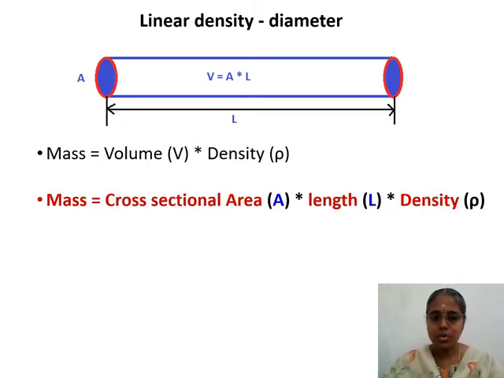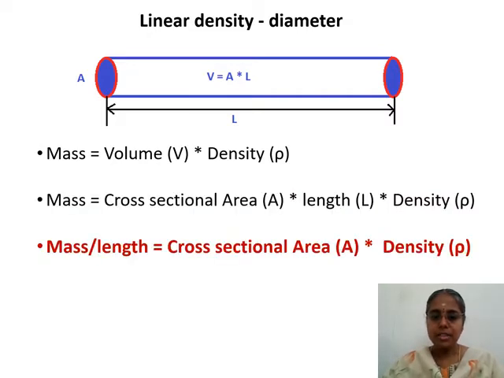Volume is equal to area into length. From the picture, we have already written that. So instead of volume, we are writing it as cross-sectional area into length into density. Mass is equal to cross-sectional area A into length L into density. Bringing the length to the left hand side, we get mass by length is equal to cross-sectional area into density.